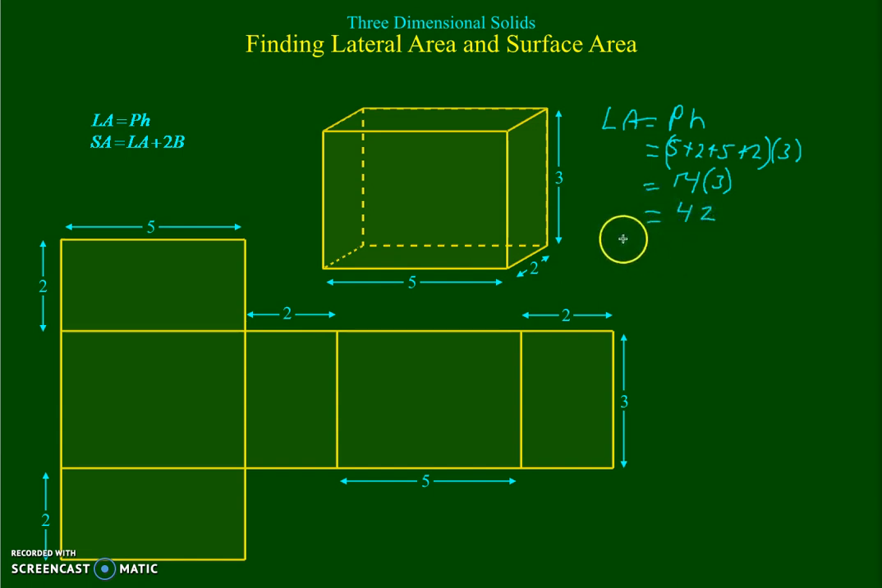Now we calculate surface area. Surface area is equal to the lateral area plus the area of the base times 2. So we have 42 plus 2 times the area of the base. So area of the base is 5 times 2, or 10. So here we have 42 plus 20, which is 62.